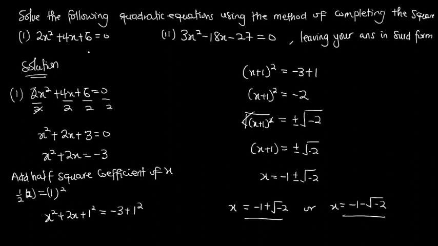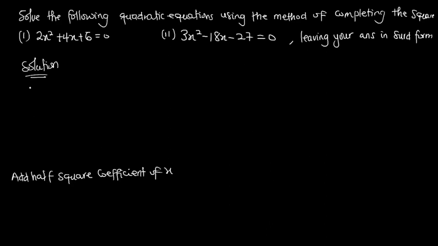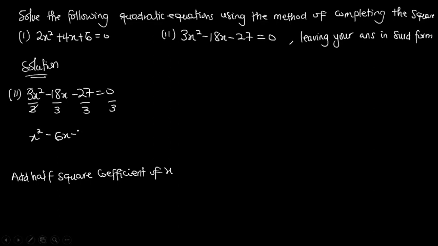Alright, so let's go ahead and find the solution for the second problem. So let me quickly erase. Alright, so the second expression is 3x squared minus 18x minus 27 is equal to 0. As usual, I need to make sure that the x squared term is standing alone, so I divide both sides by 3. So this cancels this, so I have x squared minus 18 over 3, which is going to give me 6x, that minus 27 over 3 will give me a 9, is equal to 0.